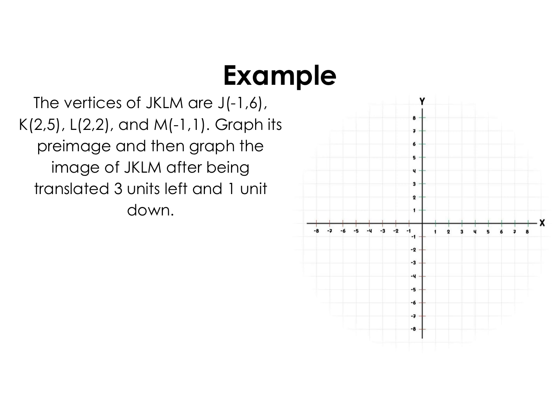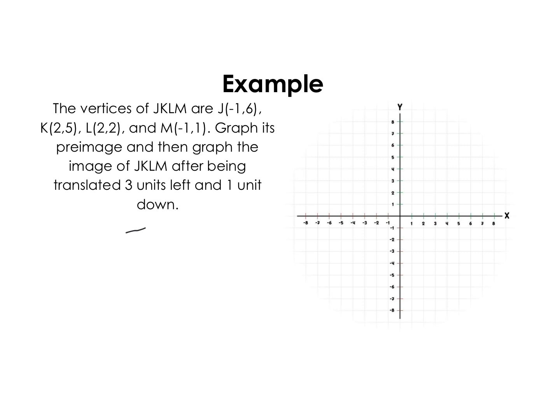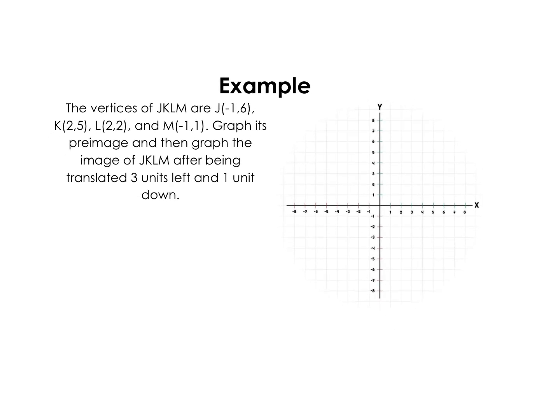Alrighty, with all of that vocab, let's go ahead and put it to the test here. So what we have is the vertices of J, K, L, M. And we know that J is (-1, 6), K is (2, 5), L is (2, 2), and M is (-1, 1). We want to graph the pre-image, this original JKLM, and then also graph the image of JKLM after it was translated 3 units left and 1 unit down. Let's go ahead and start by putting on those original points. So we have J, K, L, and M.